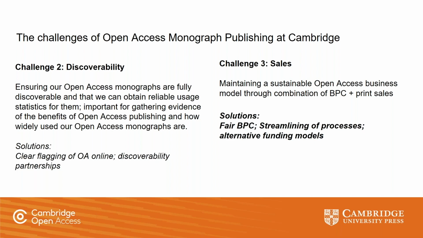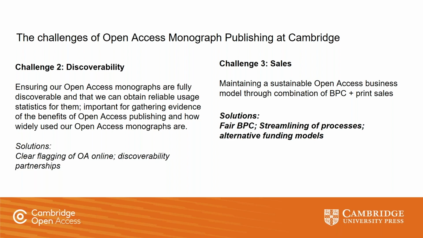So our solution to this challenge is to make sure that each monograph is clearly flagged as open access on Cambridge Core, which is our online books and journals platform, and then all the metadata on the title that goes out to third parties such as Amazon also clearly flags that this book is available open access. We also have partnerships with discoverability services such as OAPEN and the Directory of Open Access Books. They work with us to make our open access content more visible to the wider academic community.